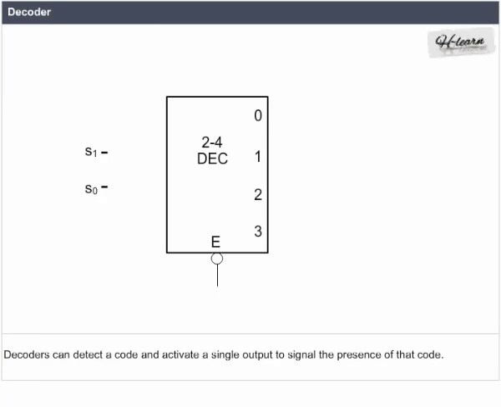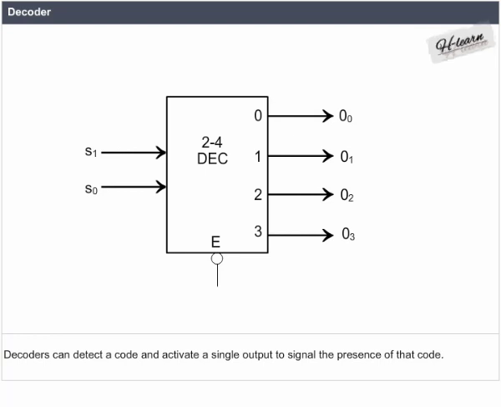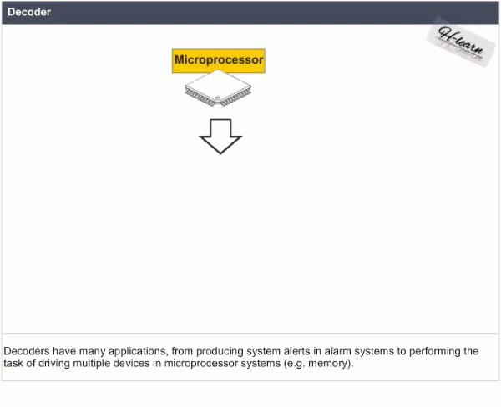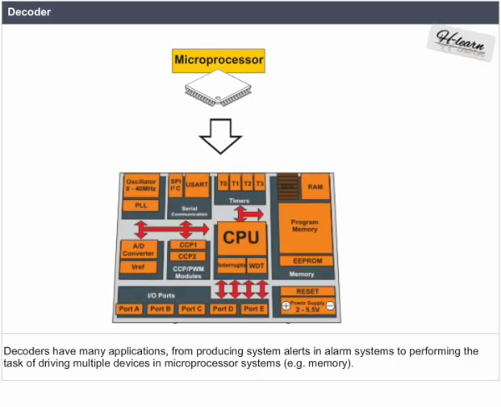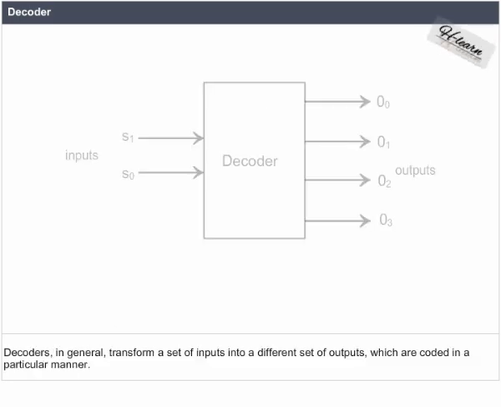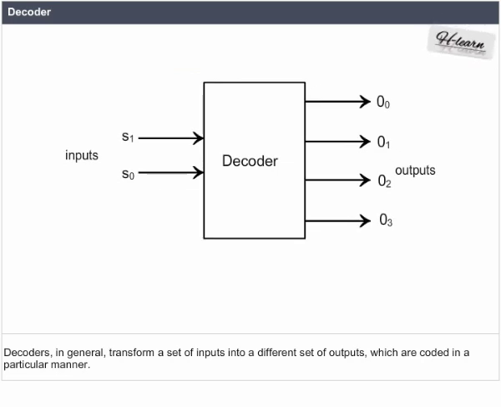Decoder. Decoders can detect a code and activate a single output to signal the presence of that code. Decoders have many applications, from producing system alerts in alarm systems to performing the task of driving multiple devices in microprocessor systems, for example, memory. Decoders in general transform a set of inputs into a different set of outputs which are coded in a particular manner.